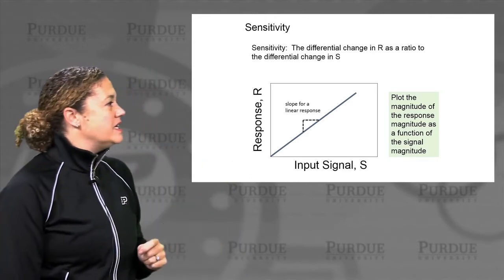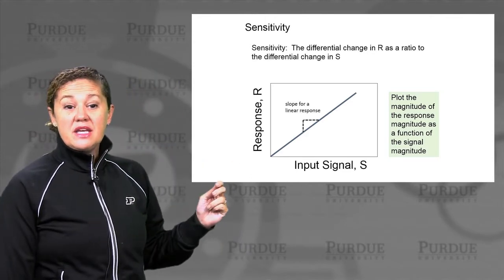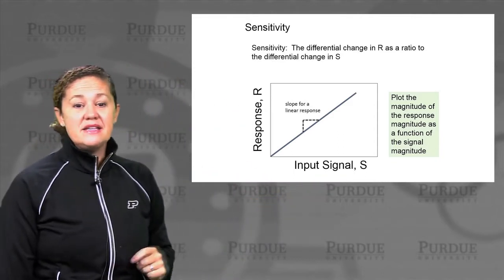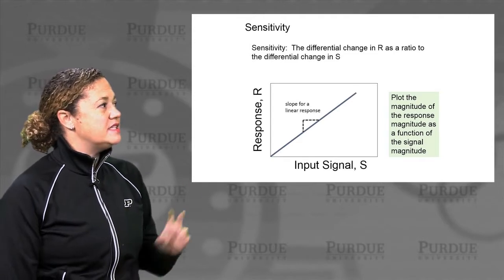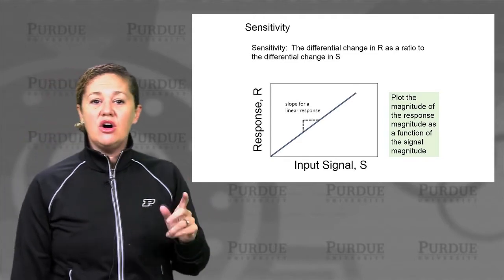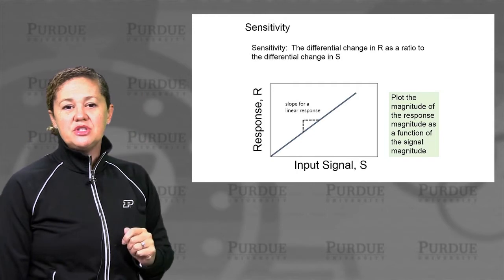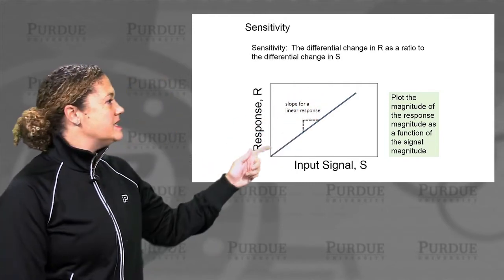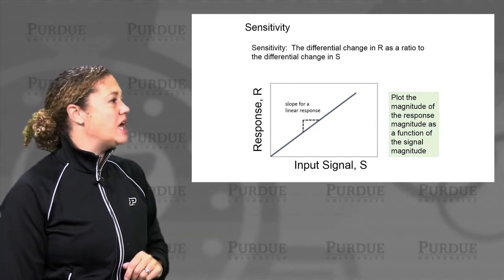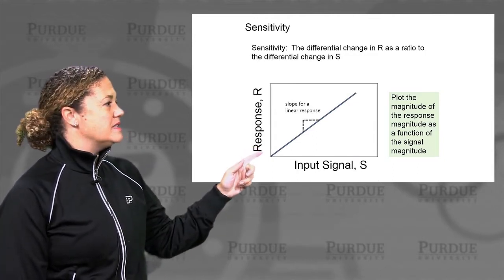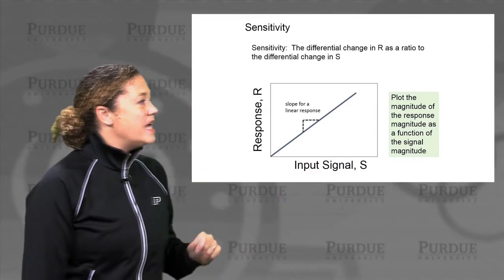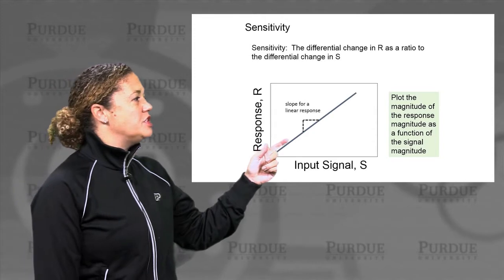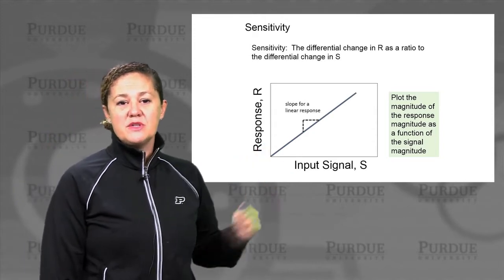Now, sensitivity, if we think about what the response, R, is as a function of the input signal, S, the sensitivity is just the differential change in R as a ratio to the differential change in S, right? So in the simplest case, if we were to just plot the magnitude of the response as a function of the signal, and if this were a linear response, the sensitivity would just be the slope of our response curve.